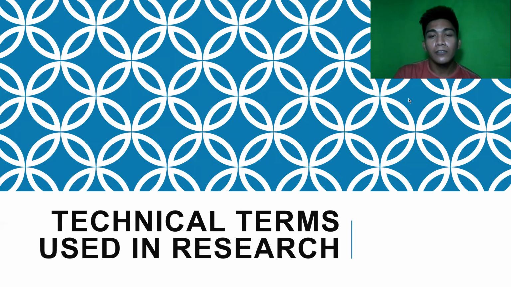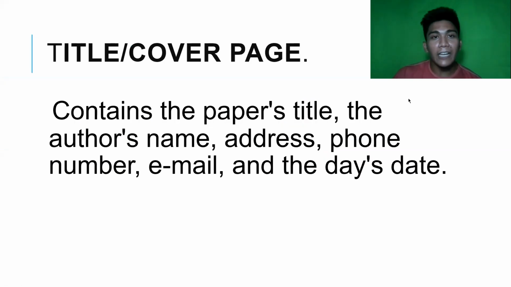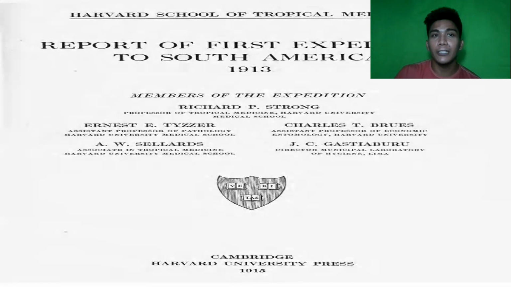Now, let's move on with the technical terms in research. When we say title or cover page, it contains the paper's title and the author's name, address, phone number, and email. So the title and cover page is where you will know the title of the paper, the author, their address, etc. For example, a report on the first expedition to South America. This is the title. Then we have the authors and the university. So this is an example of a title page.